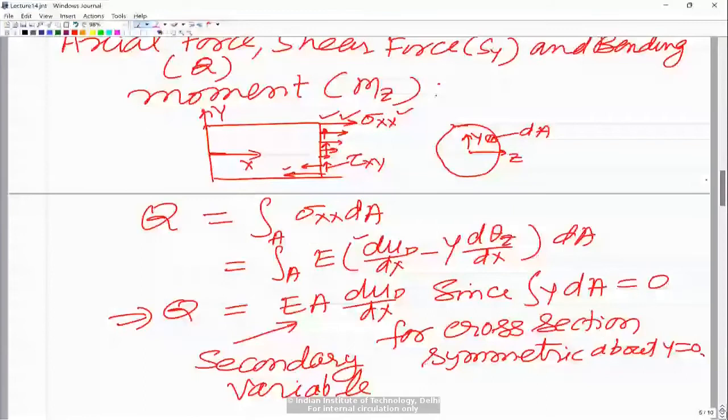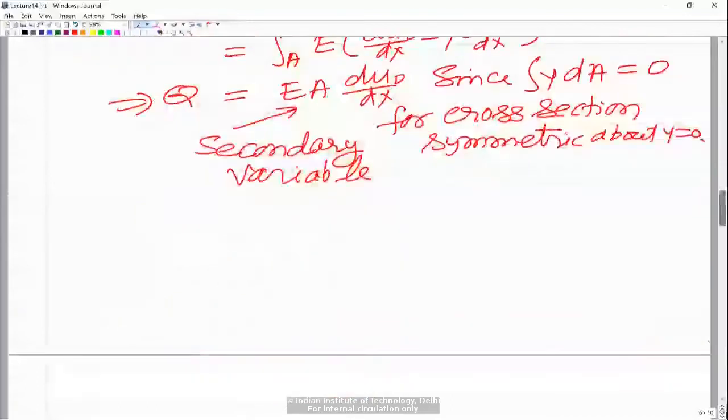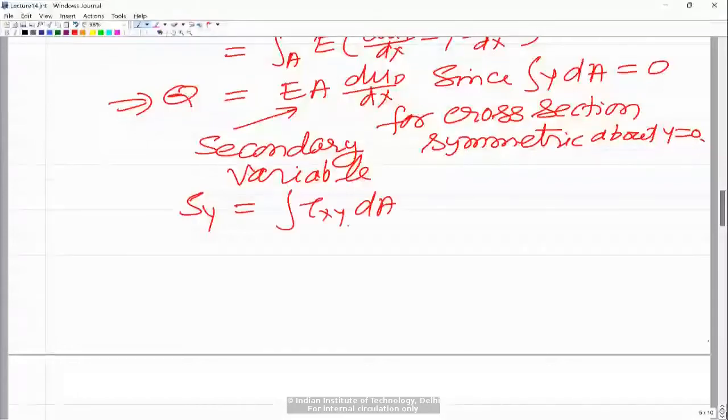Then we define the shear force. We are trying to get the relationship. Earlier, in the Euler-Bernoulli beam theory, the shear force was minus d by dx of EIzz into d2v by dx square. And now we are writing, because we have the rotation of the normal as an independent variable, we are going to relate this shear force Sy, which will be the integral of tau xy over the entire cross section.